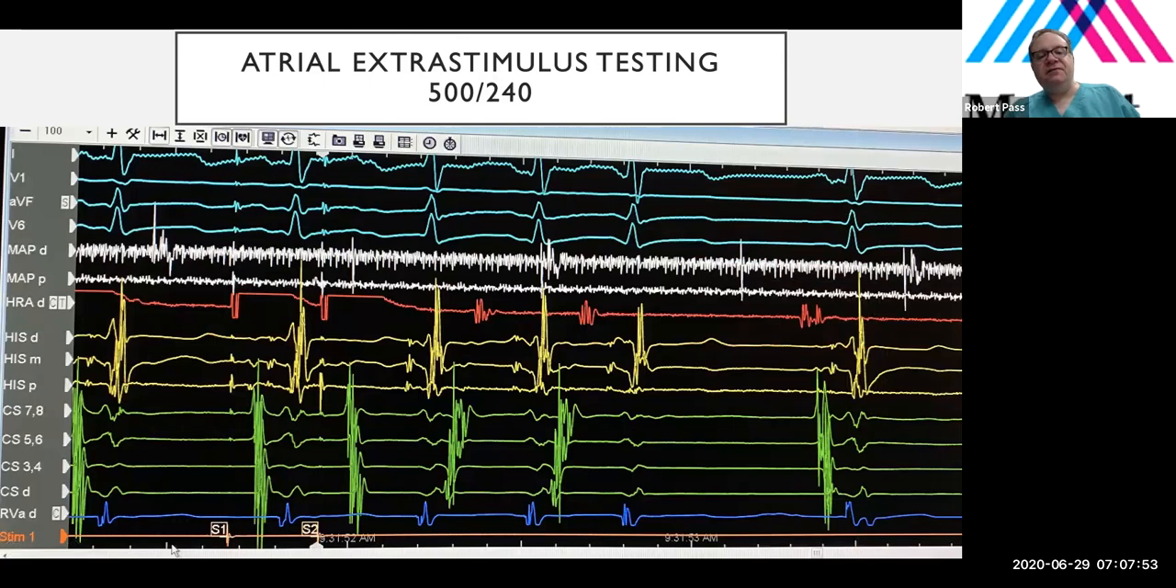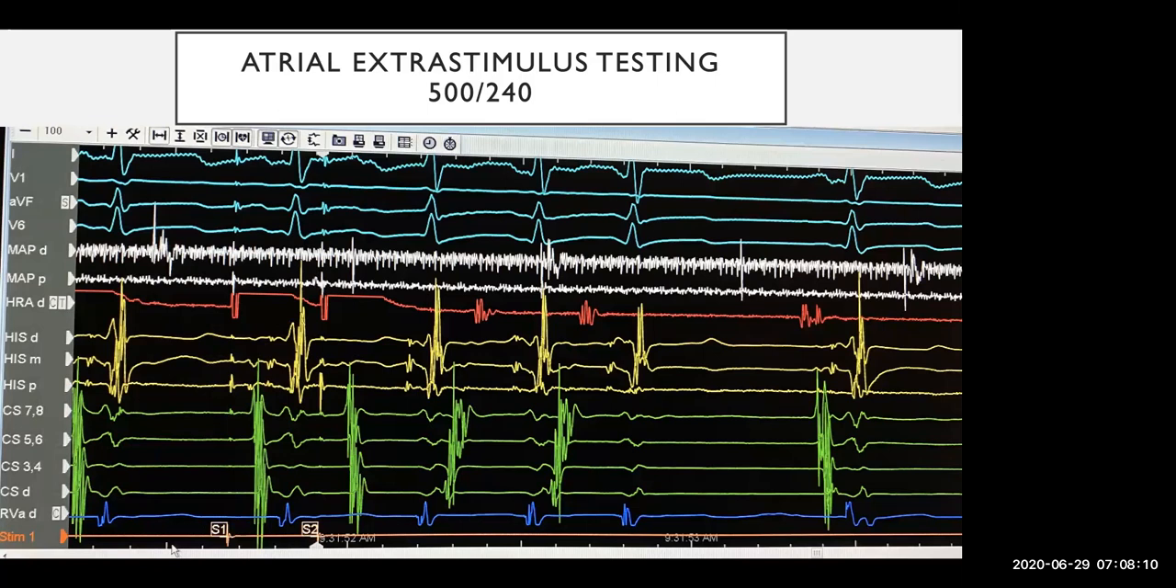And then at 500 to 240, whoops. At 500 to 240, we go A to H, and then something happens. And why don't I ask Grace if she has any idea what's going on here. Grace: It looks like, so A to H, AV, AV, AV. So the A doesn't conduct after the two beats that are not paced that conduct, but then the A doesn't conduct after that.